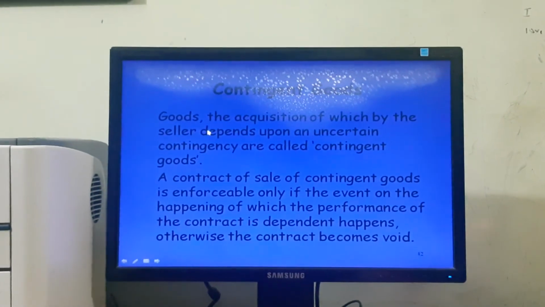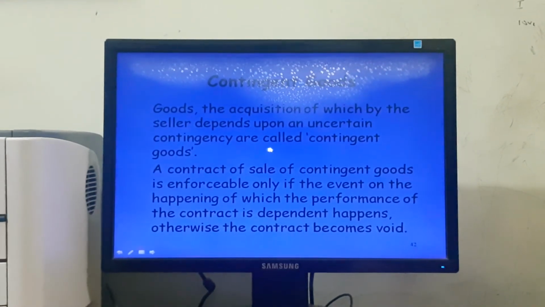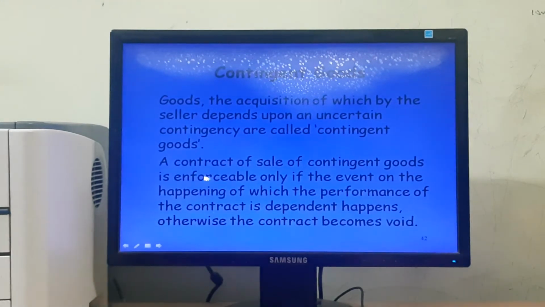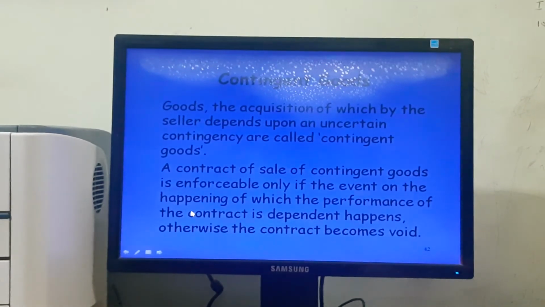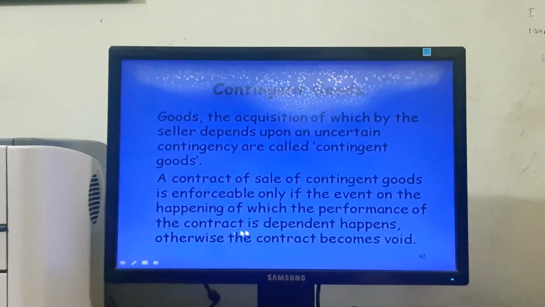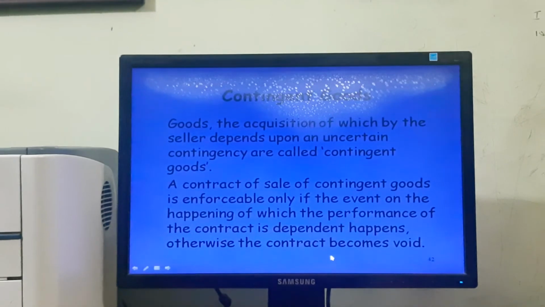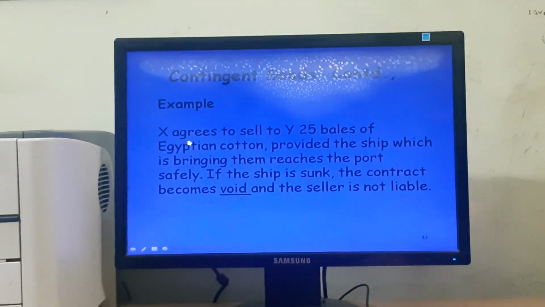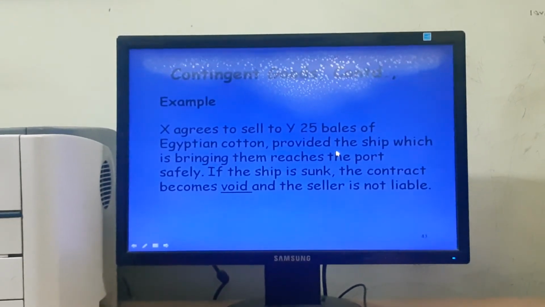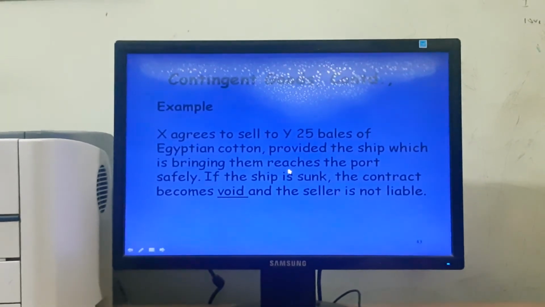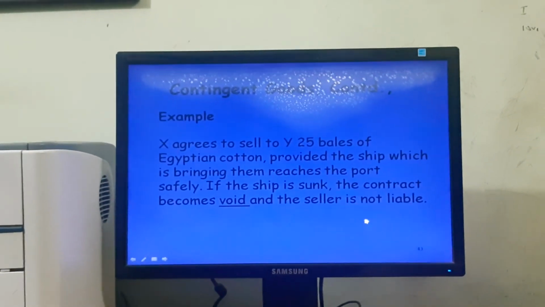Contingent goods. Goods, the acquisition of which by the seller depends upon an uncertain contingency, are called contingent goods. A contract of sale of contingent goods is enforceable only if the event on the happening of which the performance of the contract is dependent happens; otherwise the contract becomes void. Now we shall see an example of contingent goods. X agrees to sell to Y 25 bales of Egyptian cotton, provided the ship which is bringing them reaches the port safely. If the ship is sunk, the contract becomes void and the seller is not liable.